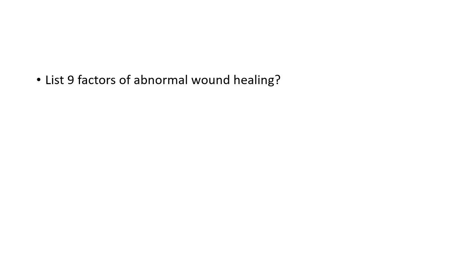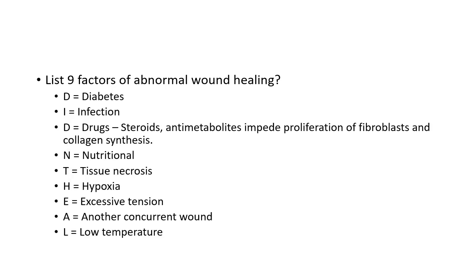List 9 factors of abnormal wound healing. This is, remember, by the mnemonic DIDN'T HEAL. You have diabetes, infection, drugs, mainly steroids in this case, nutritionals, N, T is tissue necrosis, H, hypoxia, E, excessive tension on the wound, A, another concurrent wound, or L, a low temperature.